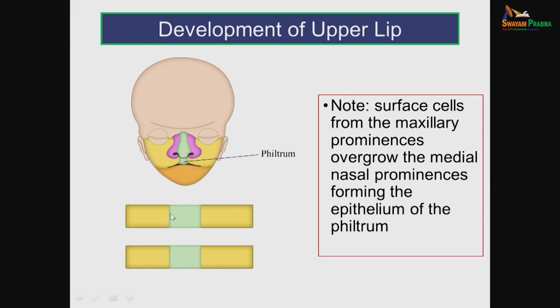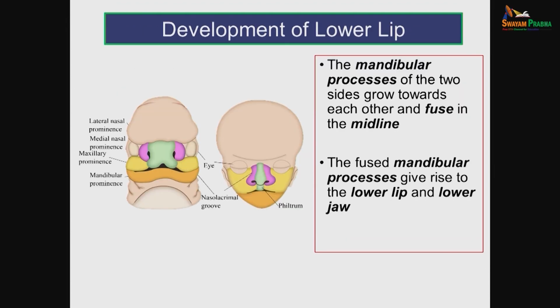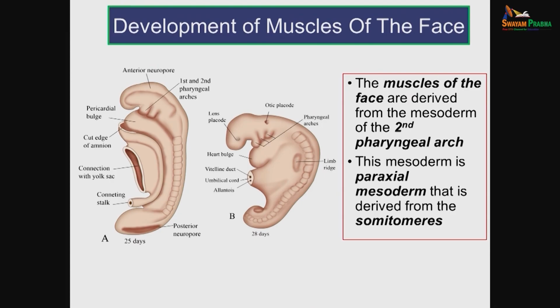Then what happens is the surface cells from the maxillary process overgrow the medial nasal process, forming the epithelium of the philtrum. Coming to the development of lower lip, the mandibular process of the 2 sides grow towards each other, fuse in the midline. So, the fused mandibular process gives rise to the lower lip and also to the lower jaw. So, we have looked at the development of upper lip and the lower lip.